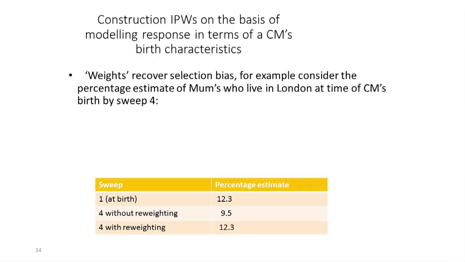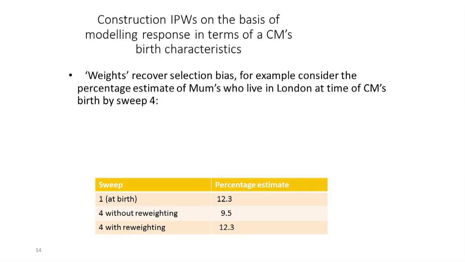Now, if you construct a probability weight from these logistic regressions, which is a standard practice in the Millennium Cohort Study, using probability weights, not quite the same way as this, I must add, the weights can recover some of the selection bias for later sweeps.